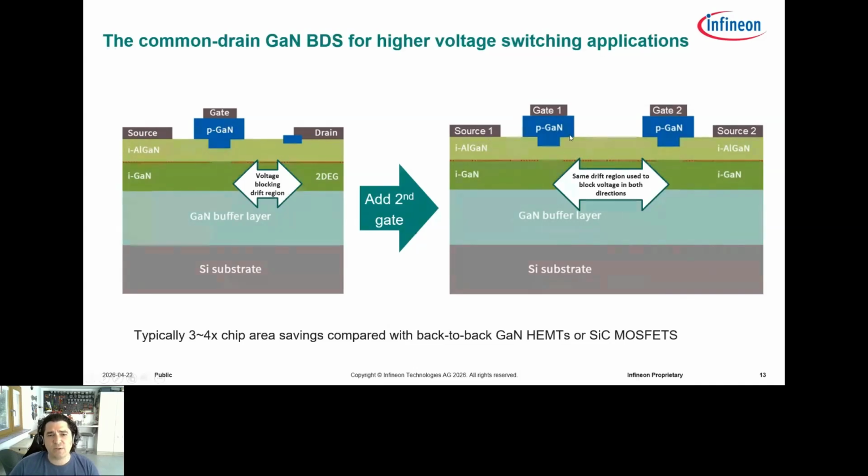But this way, it's a little more interesting because we have one voltage blocking region, one drift region in the middle. And at the 650 volt node, the difference between a device with a single gate or a device with two gates is quite small. It really doesn't add much size to the device, much complexity. So it's almost a free lunch, really. You get the second gate. Now, what do you do with the second gate?